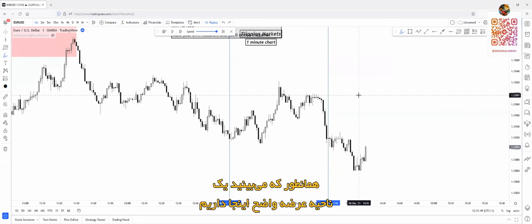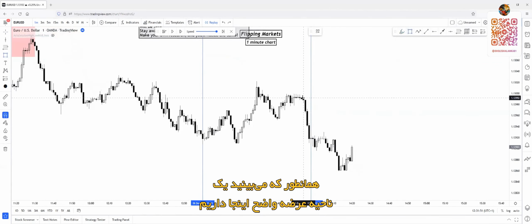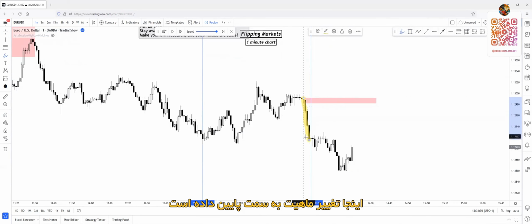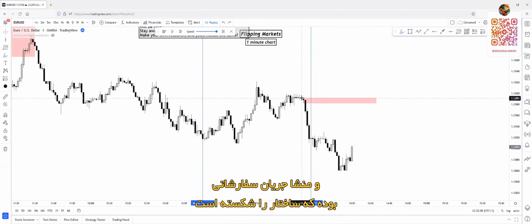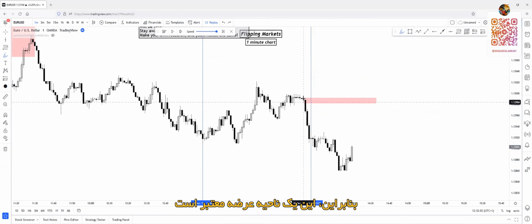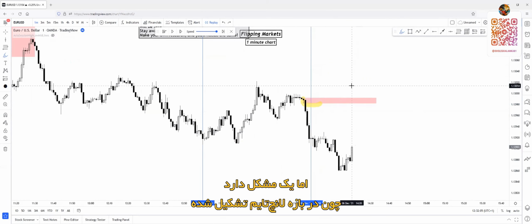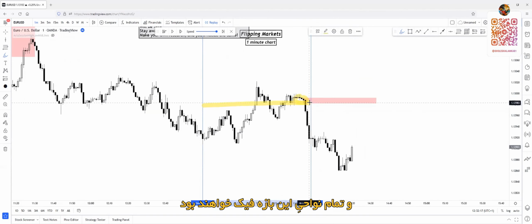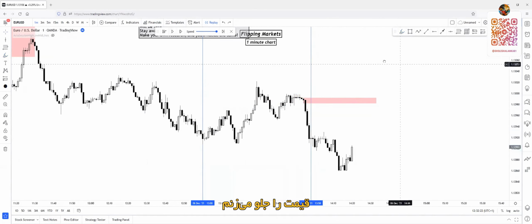As you can see, we have this clear supply zone right here that created a huge inefficient push to the downside with these 3 candles. It changed character to the downside here. It also started the whole order flow that broke structure here. So this is a really valuable supply zone, but we have one problem with it. It was formed in the lunchtime time window. We can't open positions on this zone because it was formed 6 minutes before New York opens, and every zone in this 1 hour time window will be fake. Okay, so let's see what will happen. I will just play price forward.